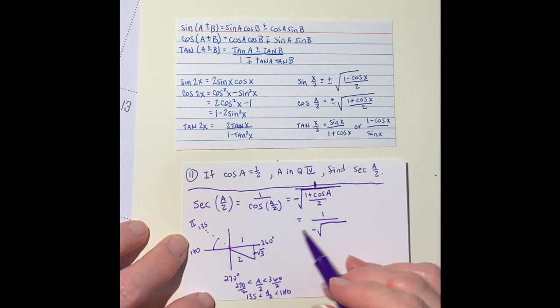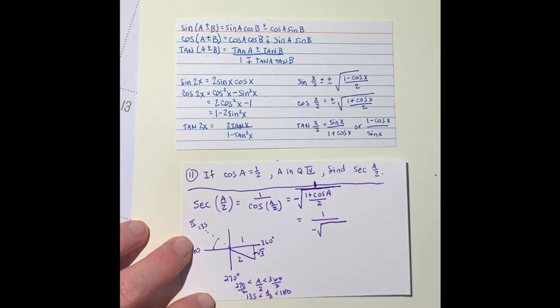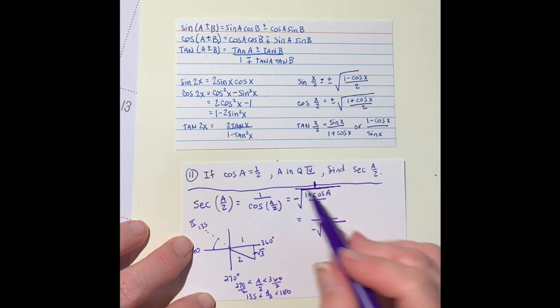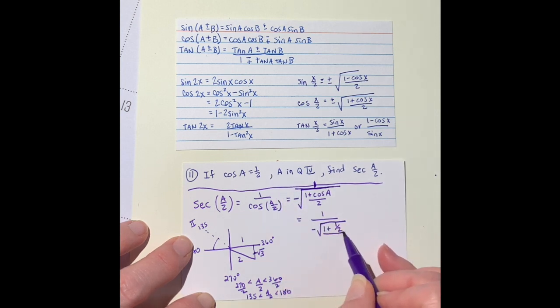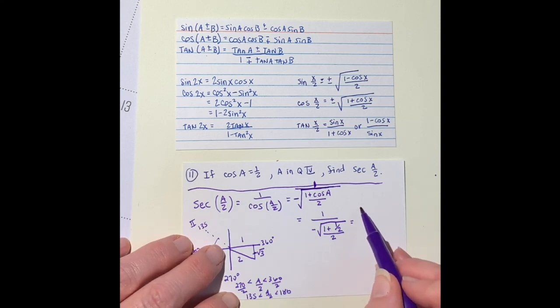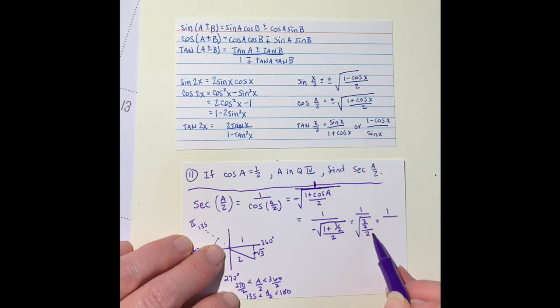All right, and then we'll go ahead and finish out with 1 over negative square root of 1 plus the cosine of, well, the cosine was given to me, so I really didn't even need to draw it. 1 plus the cosine of A, which is 1/2, over 2. Okay. So I end up with, let's simplify a little bit here, 1 over, 2/2 plus 1/2, so it's going to be 3/2 over 2, which could turn into 3/2 times 1/2, which would be the square root of 3/4.